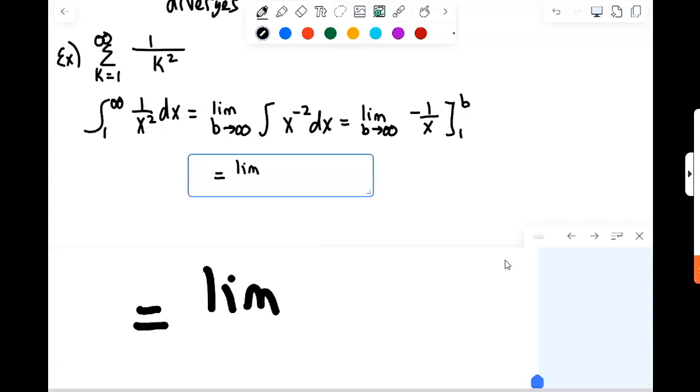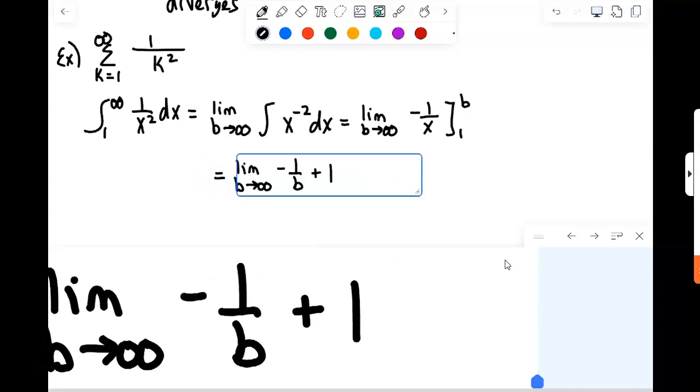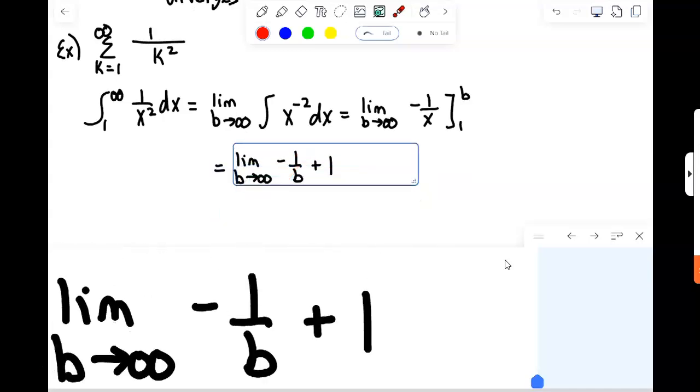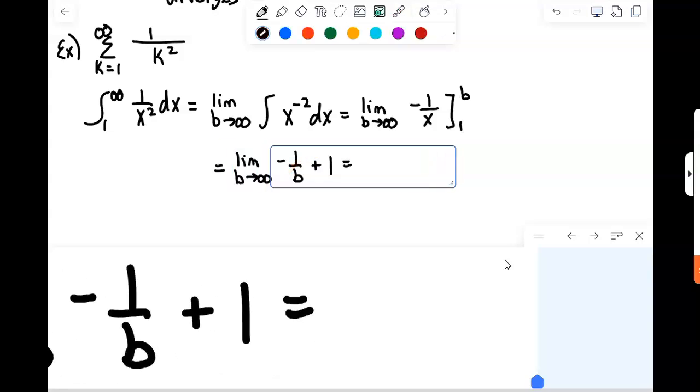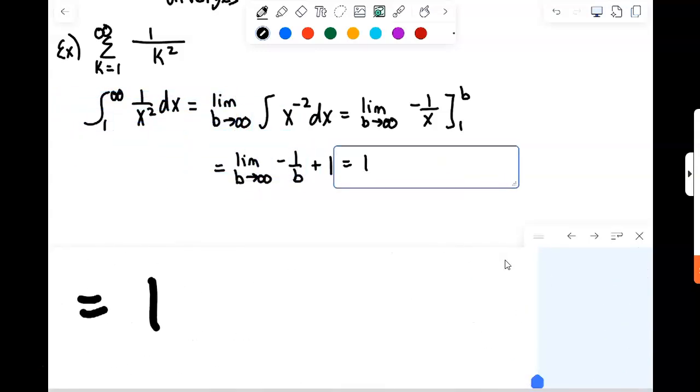So we start to work that out. That'll be the limit as b goes to infinity of negative 1 over b plus 1. Okay. And then we allow b to go to infinity, and this time 1 over b will go simply to 0. Right? 1 over b will just go to 0. And so therefore, this thing is equal to 1. So now we know the improper integral converges to 1.